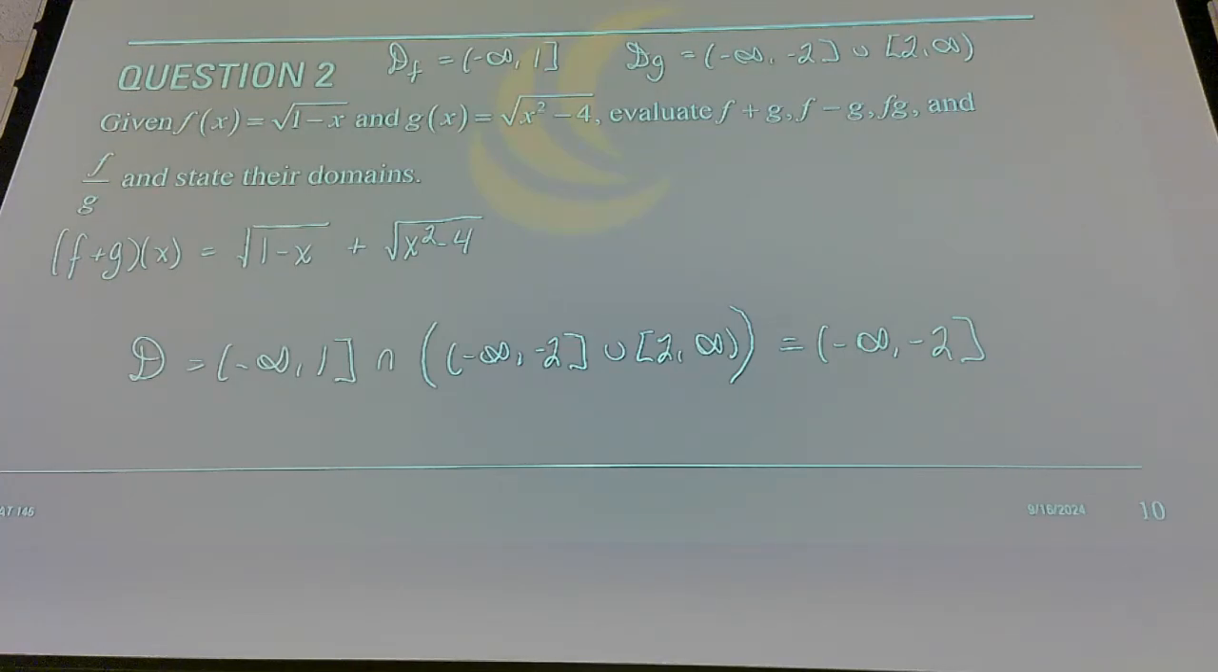And that's going to be the same for subtraction, right? The domain will be, yeah. Right, difference. F minus g is just f of x minus g of x. Again, that can't be simplified. Domain is the intersection. It's the same as addition.